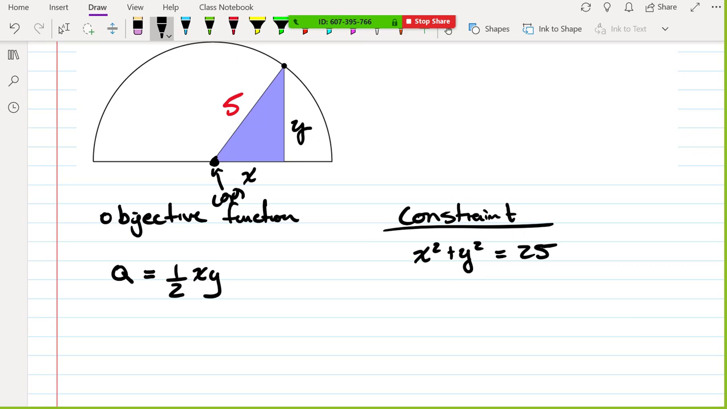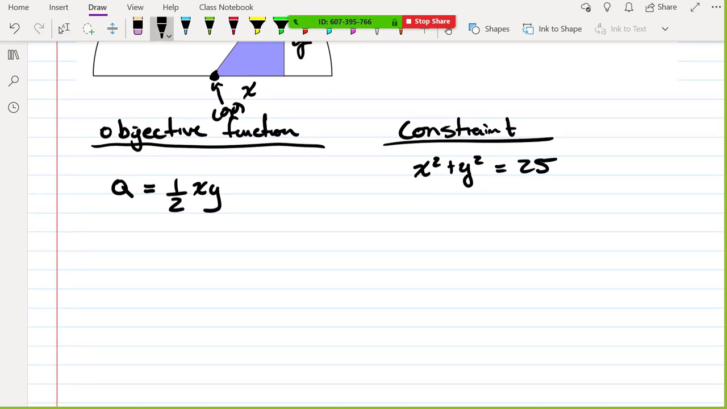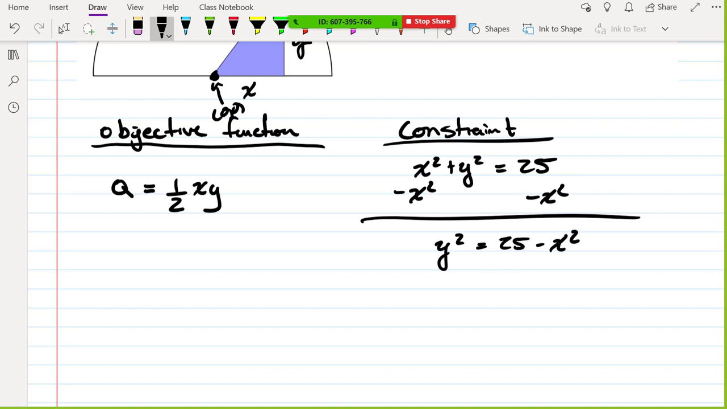So then we can use our constraint equation to eliminate one variable from our objective function. So I'm going to solve for y. You could just as easily solve for x, and you will get exactly the same thing. That gives us y squared is equal to 25 minus x squared. Taking our square root, we would get y is equal to the square root of 25 minus x squared. And we're only going to take the positive square root because we're only using the top half of the circle. We're not using the bottom half, which would be the negative square root.